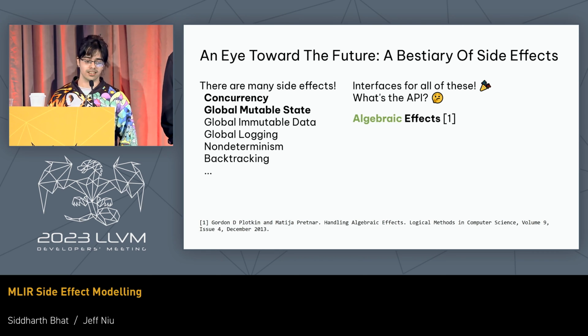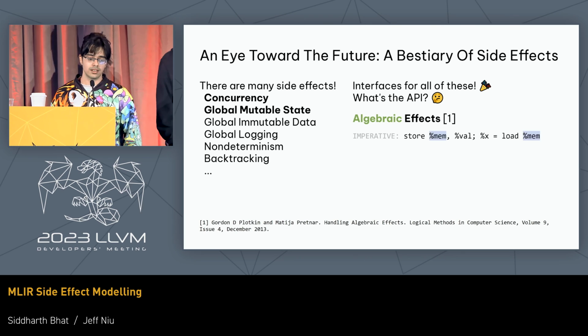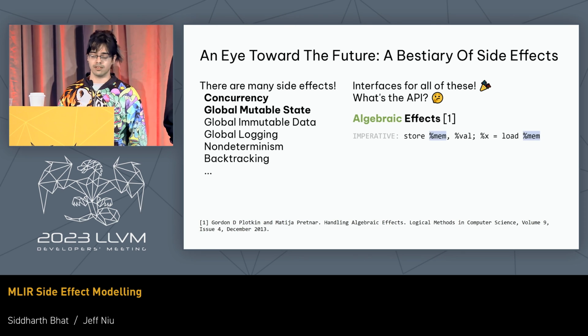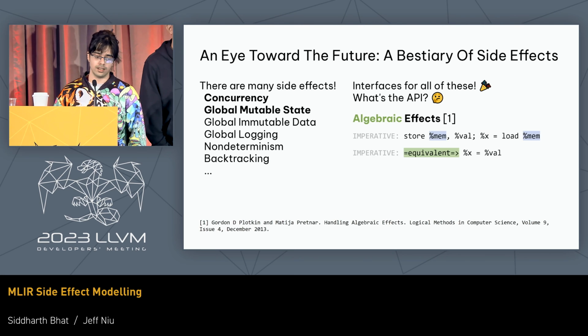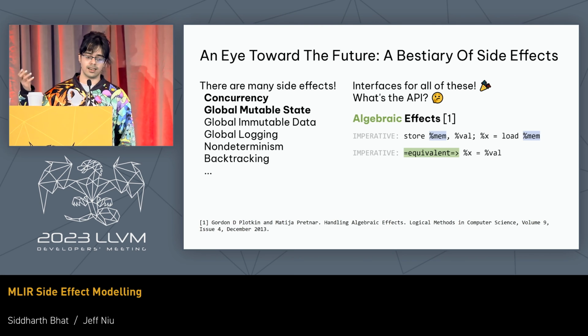And the research is on these things called algebraic effects. So what are these things called algebraic effects? The idea is pretty straightforward. Let's suppose we have an imperative program which stores a value val to memory, and then it loads from it. Now, we all know that this can be optimized using store forwarding, and the value should just be x.